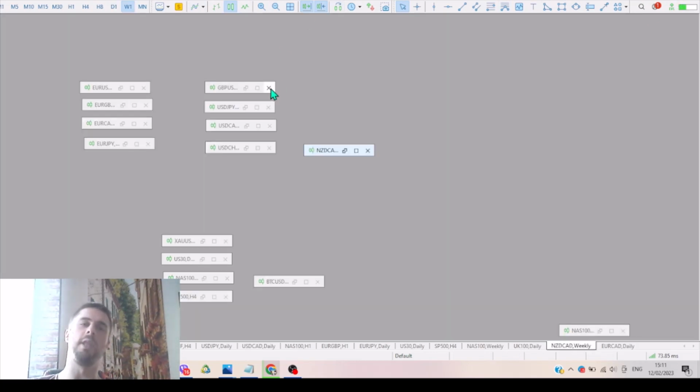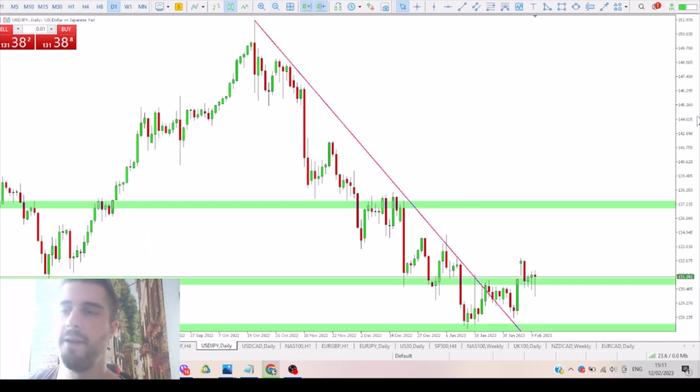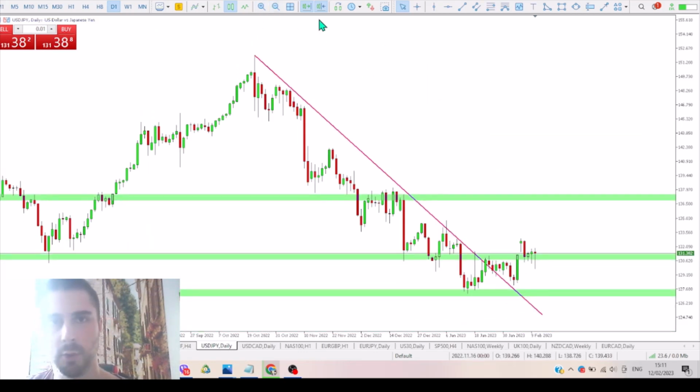So let's move to the next one and let's see how the USD JPY is doing. And on this chart, guys, you can see a clear bearish trend and the breakout which have happened the last 2 weeks. And we also have a very nice retest. So price is breaking here, okay, and then retesting the very same trend line.